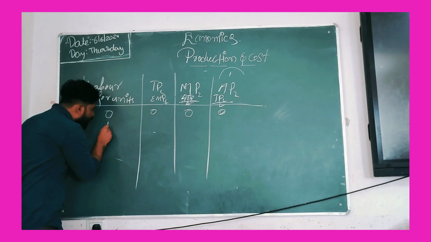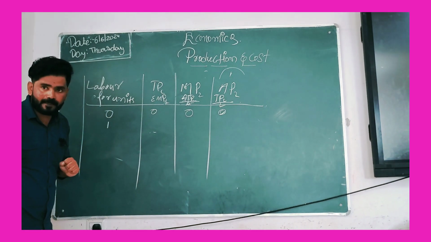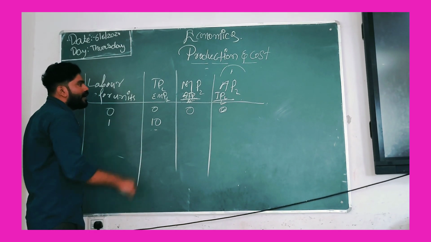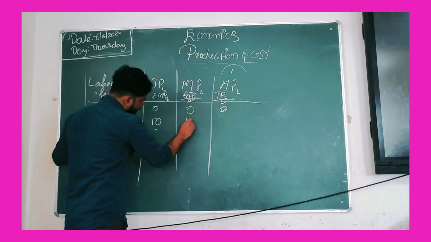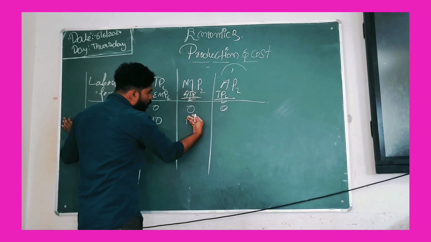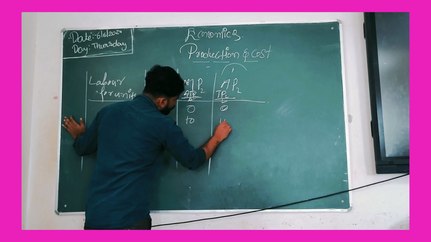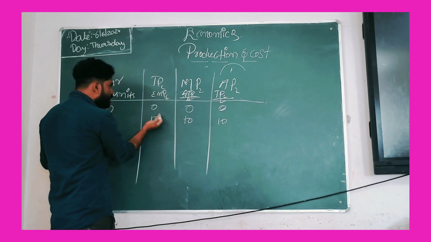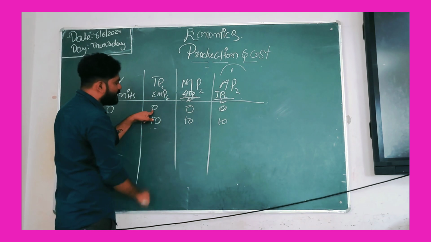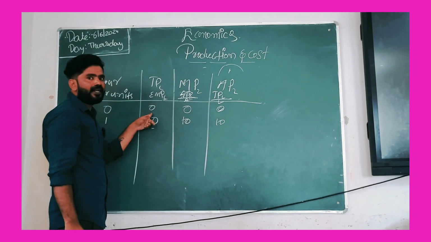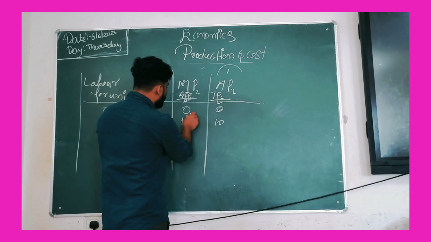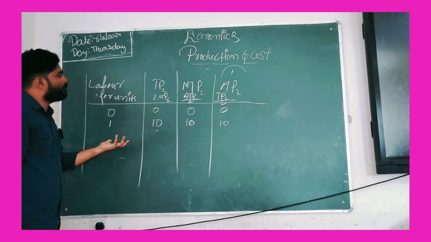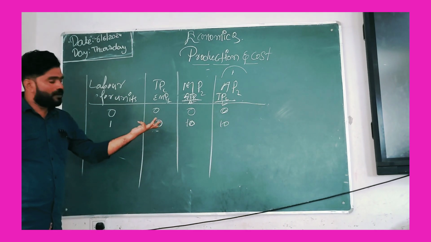Next, suppose the firm uses 1 unit of labor. The total product is 10, the marginal product is 10 and the average product is 10. Because we subtract: 10 minus 0 is 10. Here the same applies. There is no change in total product, marginal product and average product.